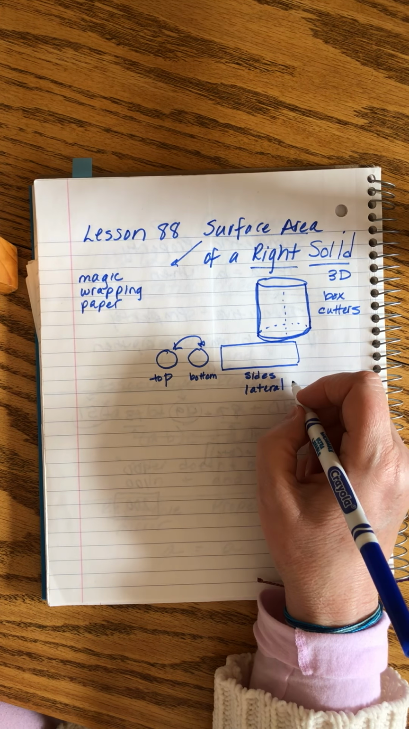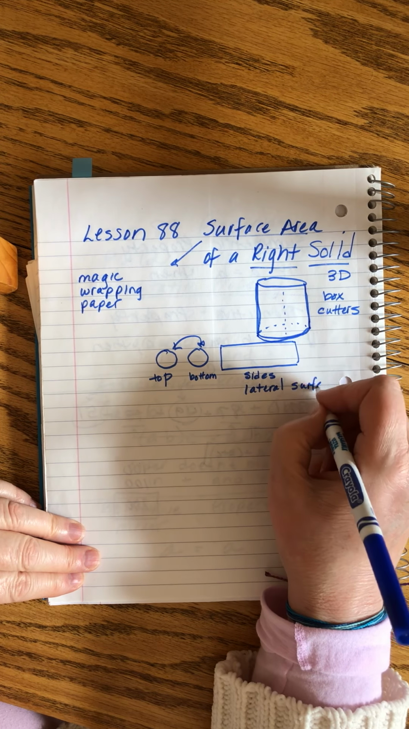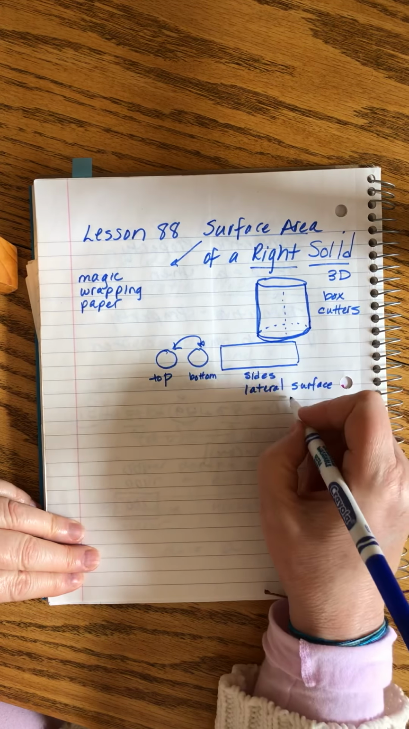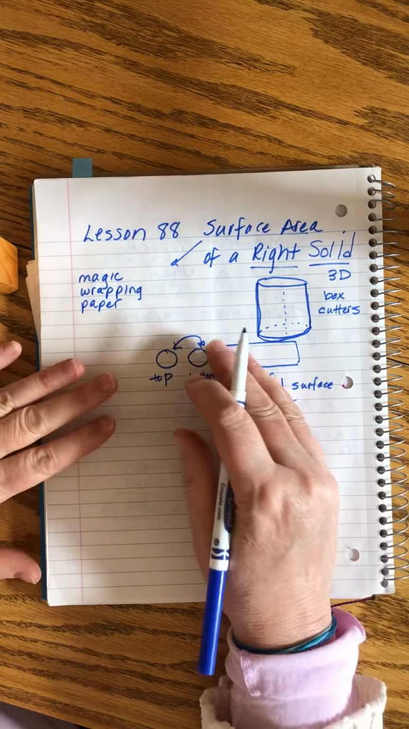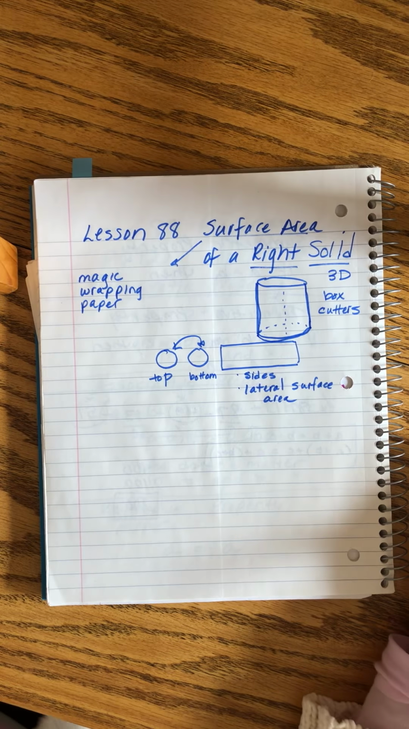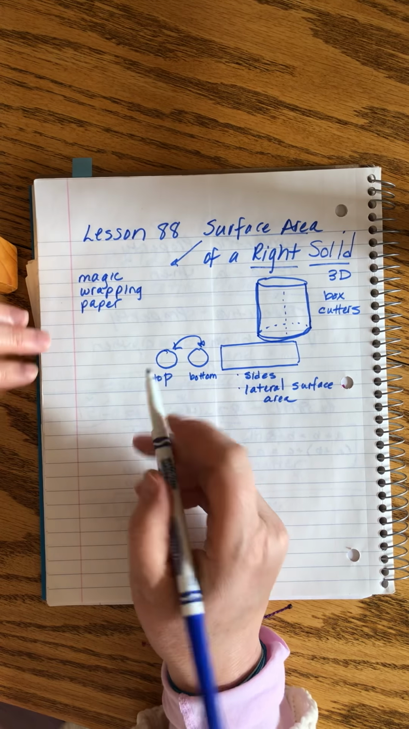What do they call these? Have we used that? Lateral surface area, which is just a fancy way of saying the sides. Okay? So that's what we've done in the past with our cylinders, and what we're going to do today is just experiment with some different shapes. The process is exactly the same. In some ways I think it's easier, but I'll explain that as we go.